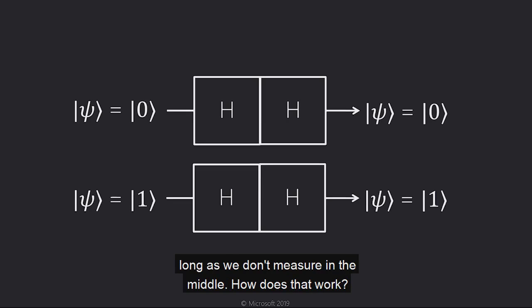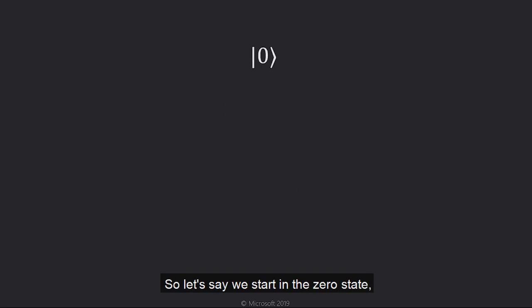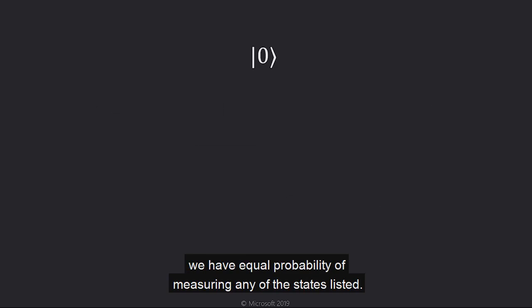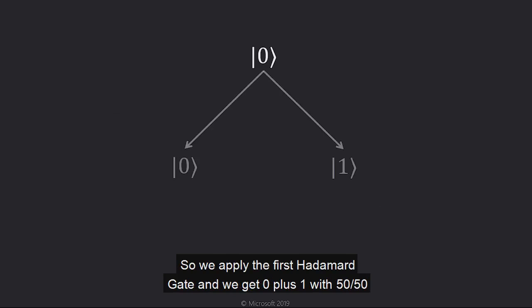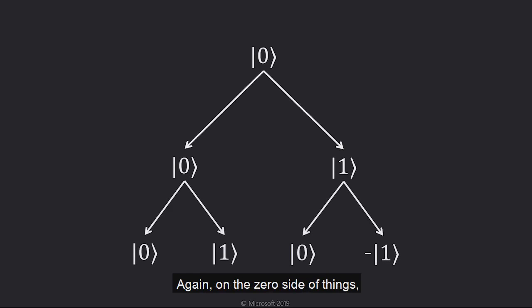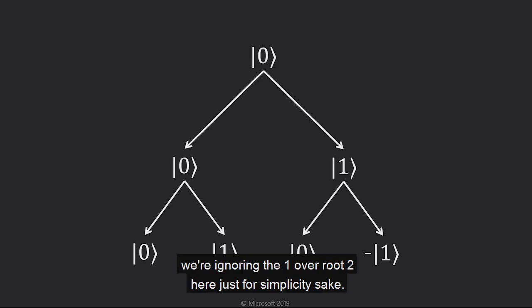How does that work? So let's say we start in the 0 state, just for the sake of argument. Let's describe this like a probability tree. So at each level of this probability tree, we have equal probability of measuring any of the states listed. We apply the first Hadamard gate, and we get 0 plus 1, with 50-50 likelihood of measuring either of those. We then apply the second Hadamard gate. Again, on the 0 side of things, we get a 0 plus 1. But when we put a 1 into the Hadamard gate, if we remember from before, we get a 0 minus 1. Obviously, we're ignoring the 1 over root 2's here, just for simplicity's sake.